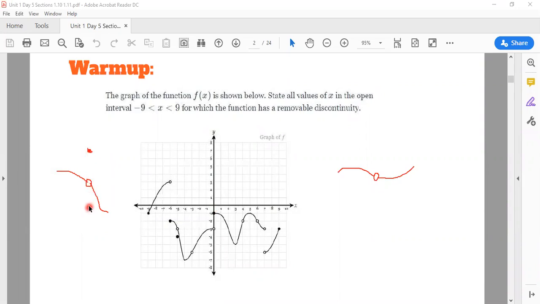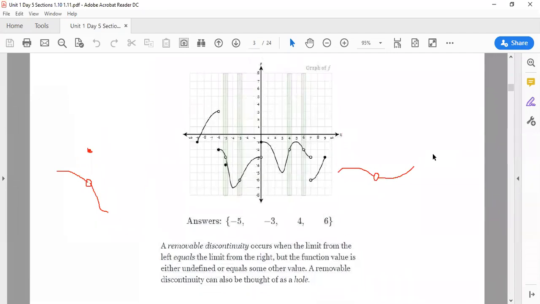So the function value f of this x value would be this point. So of course, that limit is not equal to that. And of course, this one over here, the point isn't even there. So of course, the limit, which does exist, will not equal the function value. So of course, you can see there's 1, 2, 3, 4 of these. Okay, so let's move on to the next slide.